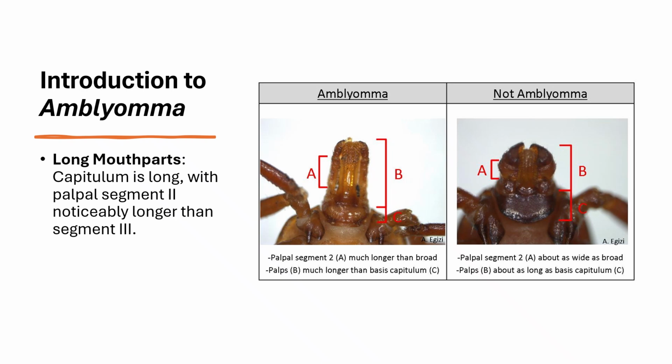The genus Amblyomma is characterized by its long mouth parts, as shown in the diagram. So to identify the Amblyomma species, we start again with the mouth parts. They are relatively long. We'll start with the comparison between the palps and the basis capituli. In terms of length, the palps are relatively longer compared to the basis capituli, and that is one of the features that identify the Amblyomma species.